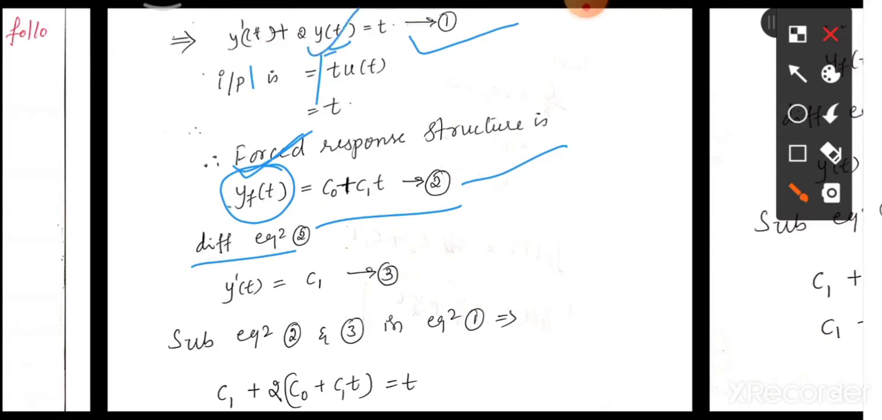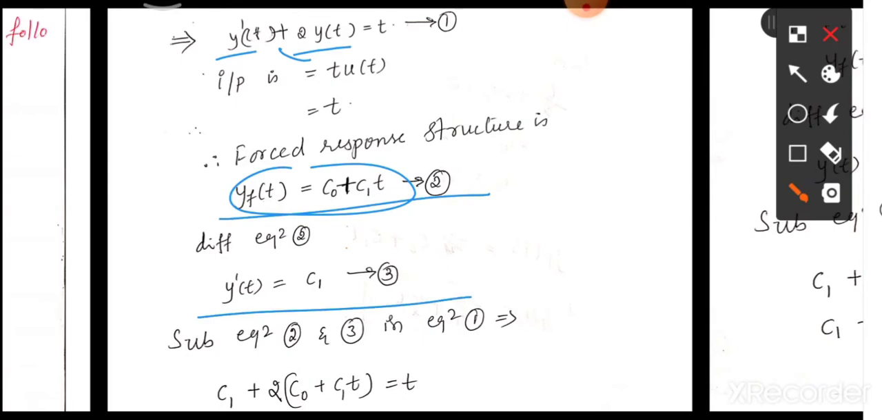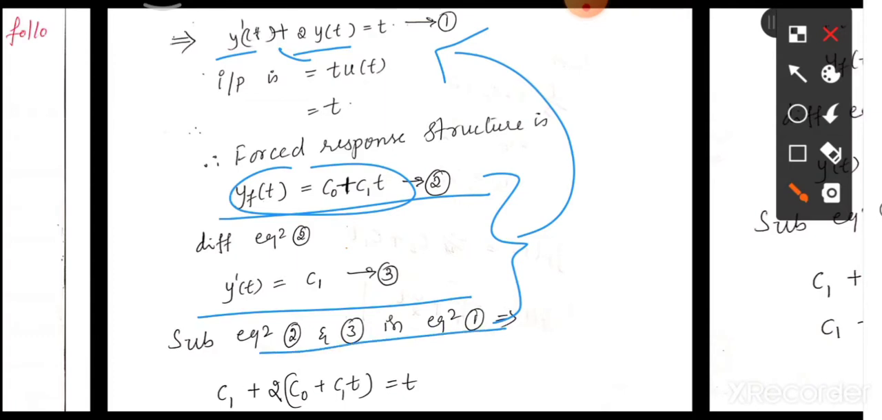We have got it from the input, and then y dash. So let's take y dash of this equation, that is, differentiate this yf of t. Once you differentiate, you will get c naught will be 0 plus c1 into t, differentiated with respect to t, will be c1. We have to make use of this and get this equation in this form. So y of t we know, y dash of t also we know. Substitute these two equations, the second and third equation, in the first equation.